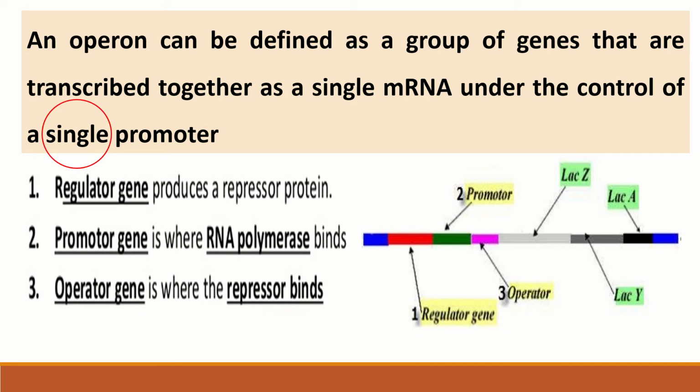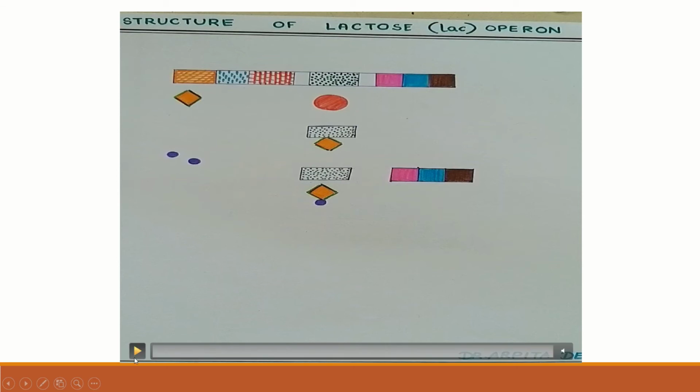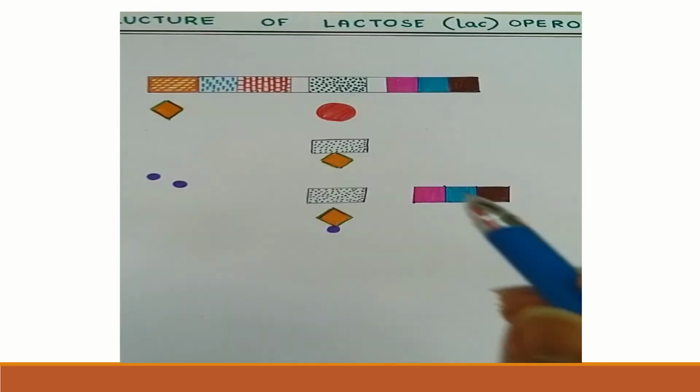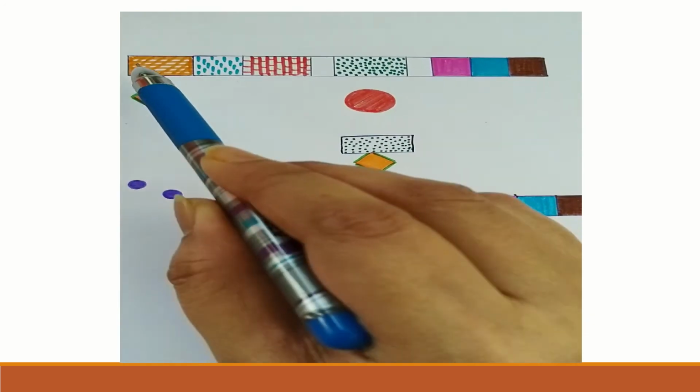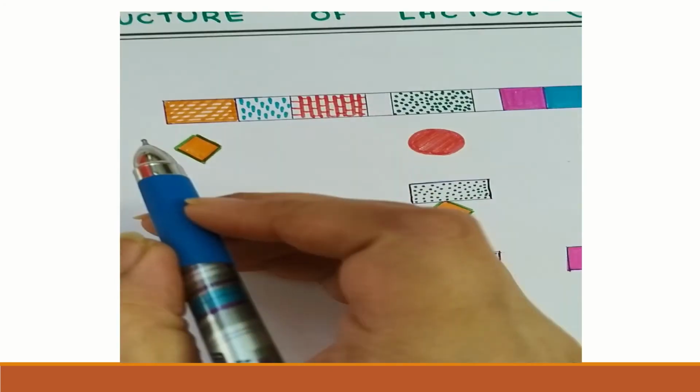The basic structure of the operon is described here. Primarily, the operon consists of a regulator gene, a promoter gene, and an operator gene. The details of the structure and their functions will be discussed here. So now let's talk about the structure of Lac Operon. This is the entire structure of Lac Operon. Let's start with this.